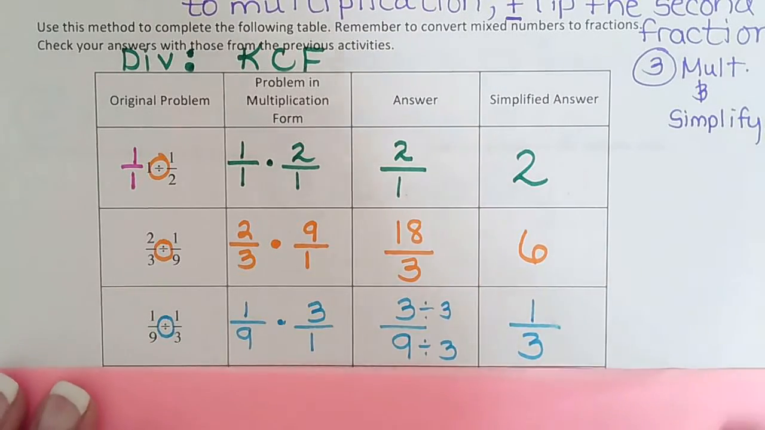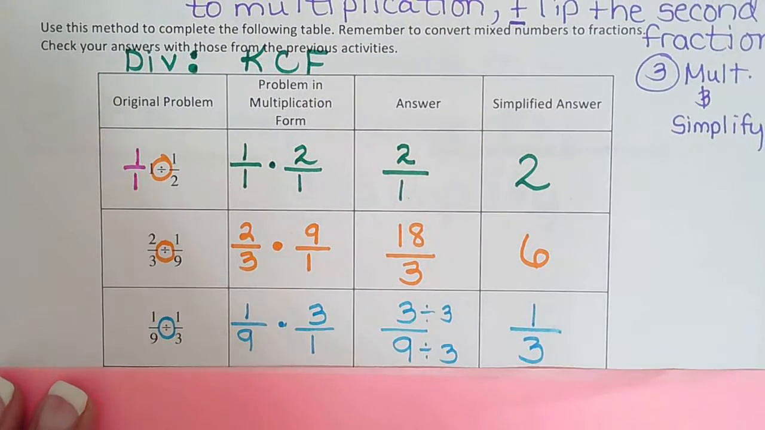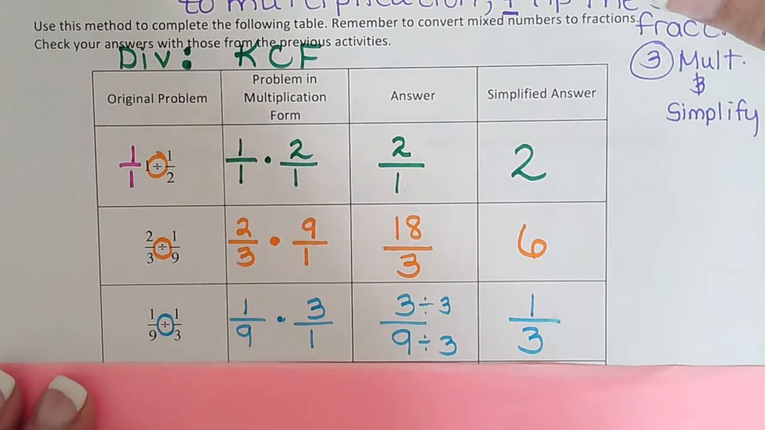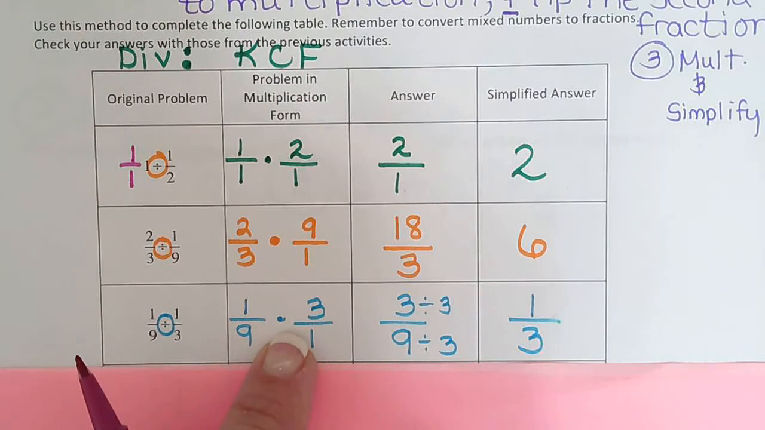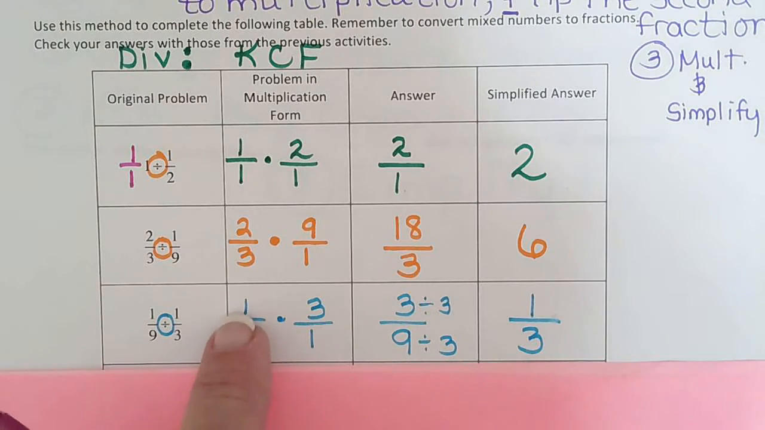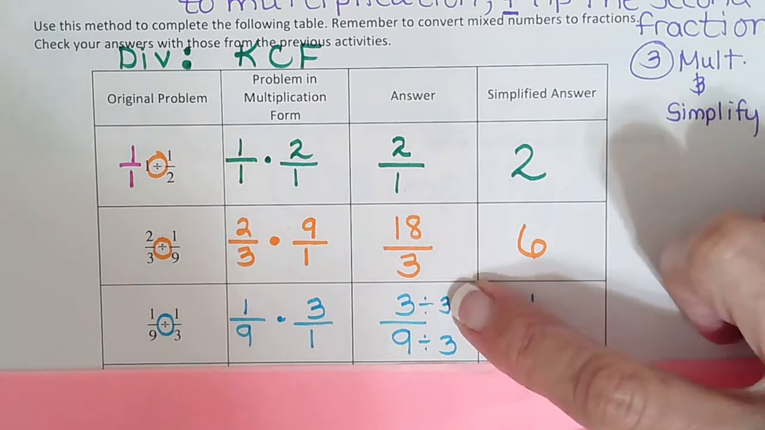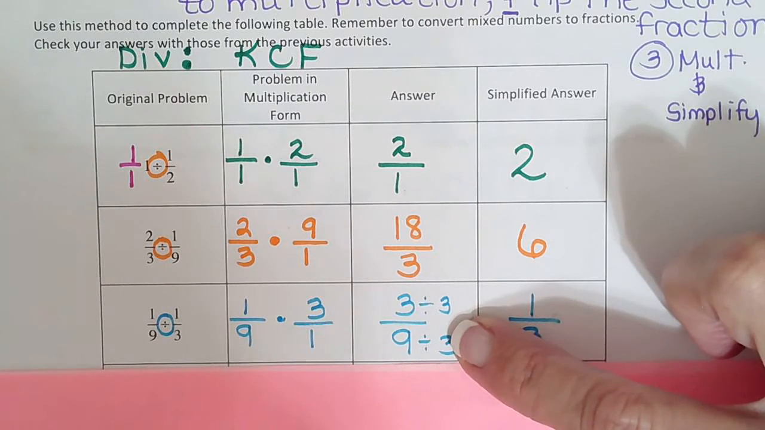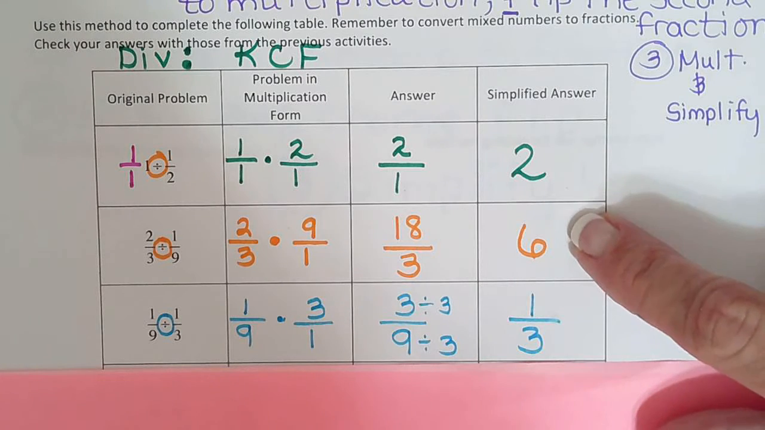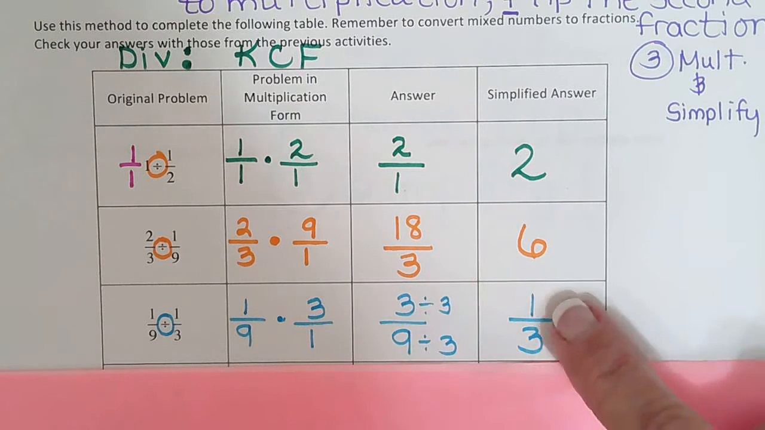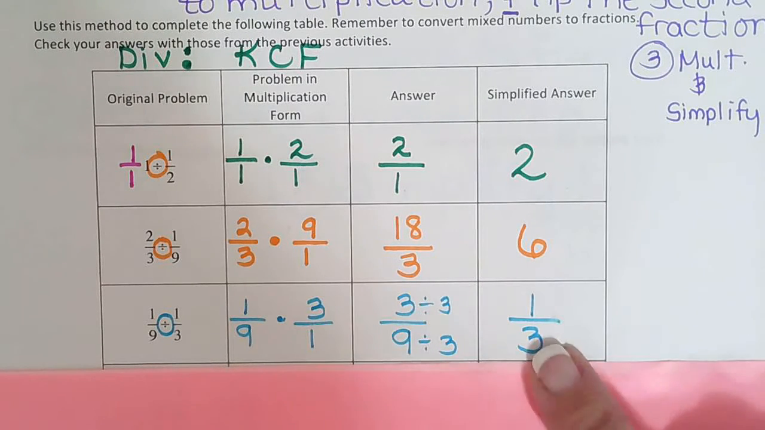Okay, the next one is a nice simple one again, because we have just 2 simple fractions. So keep the first fraction, change to multiplication, flip the second fraction, and then we get 3/9. And they weren't both even, but they are both divisible by 3. So then I divided them both by 3, because this is the simplified column. 3 divided by 3 is 1. 9 divided by 3 is 3.